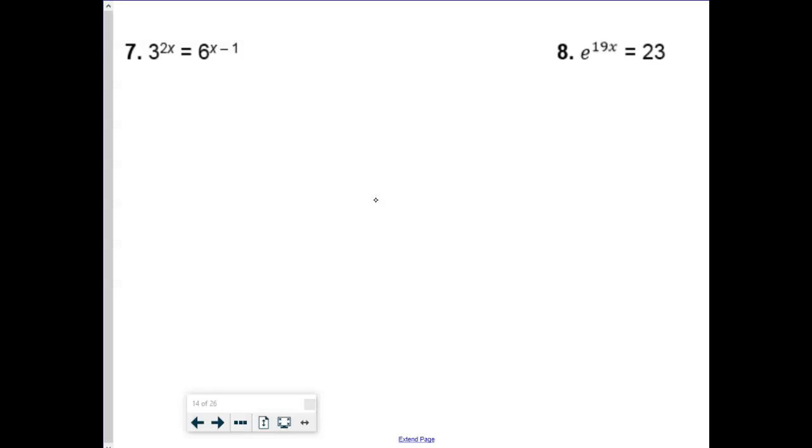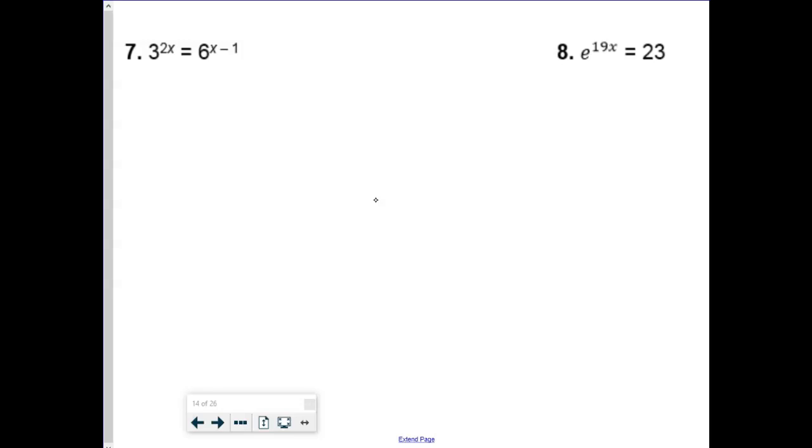3 and 6. There are children out there in the world who will swear up and down that they can rewrite this one as a common base. And I applaud their efforts. I just don't think they're right. Can you guys think of a way to rewrite 3 and 6 so they have a common base? Yeah, me neither. Like 3 to the first is 3, 3 to the second is 9, 3 to the third is 27. Like none of those are 6.